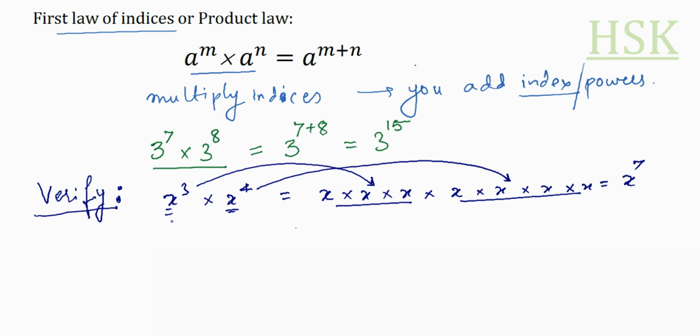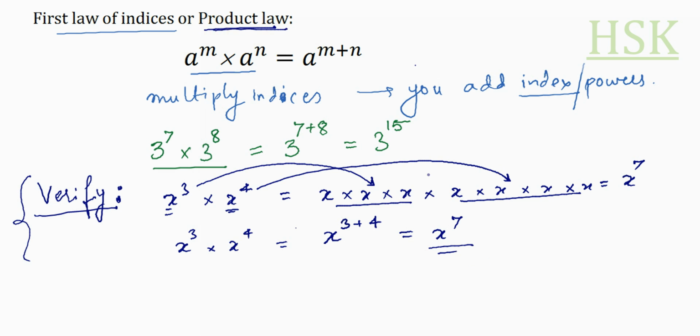Now if we apply the product law, then this value will be equal to x to the power of 3 into x to the power of 4. This will be equal to x to the power of 3 plus 4, that is equal to x to the power of 7. So this verifies the first law of indices, the product law, and this product law would be applicable for all the values.